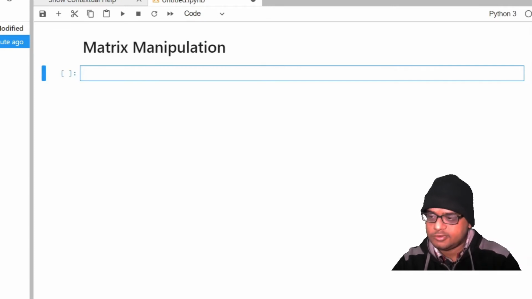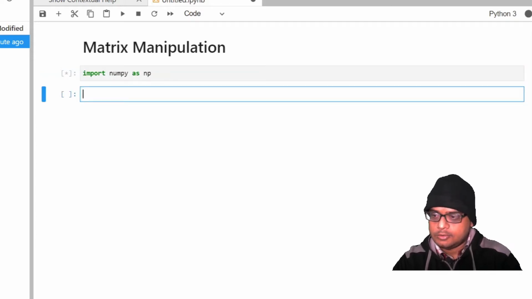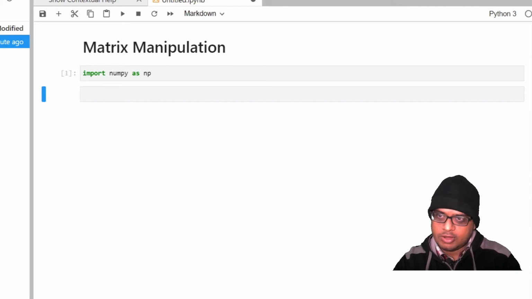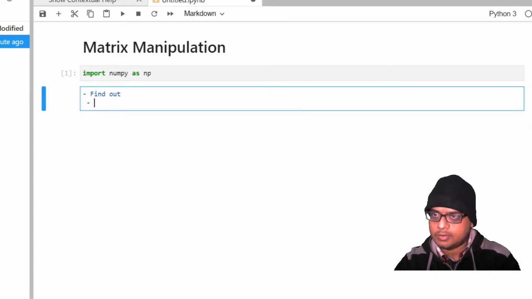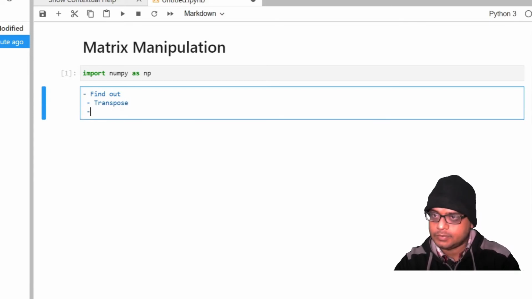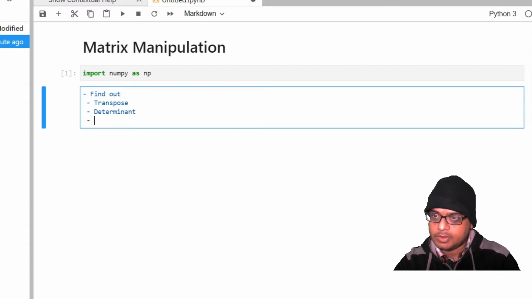So let us first import numpy. Now let us look at some elementary matrix operations. In particular, let us find out the transpose of a matrix, the determinant of a matrix, and the inverse of a matrix.